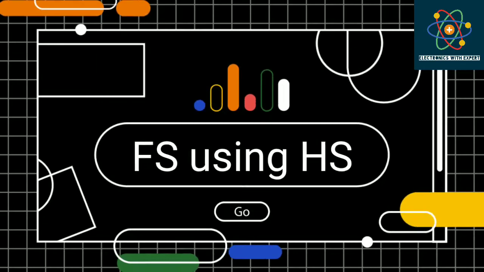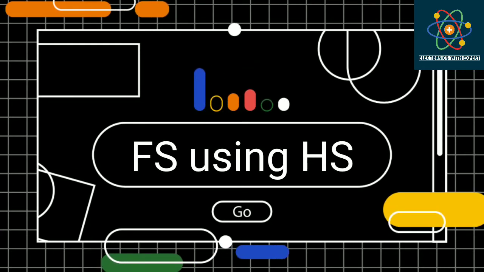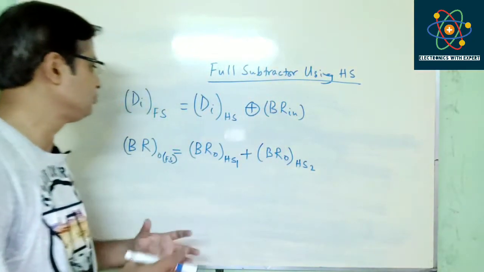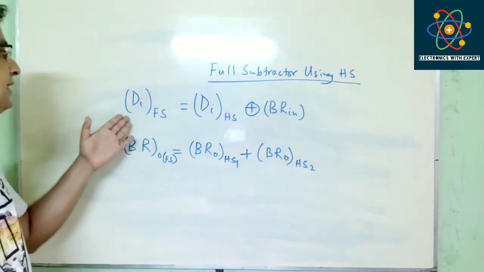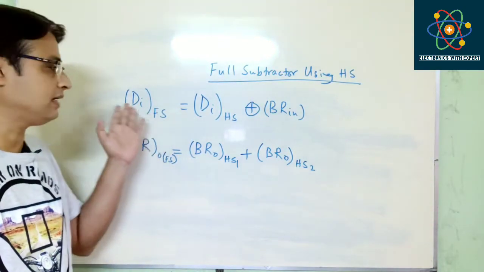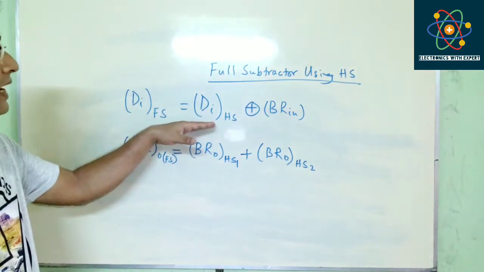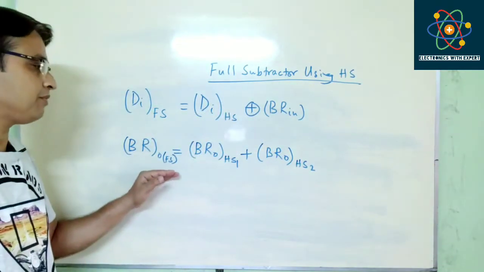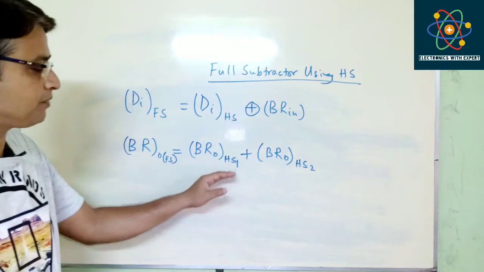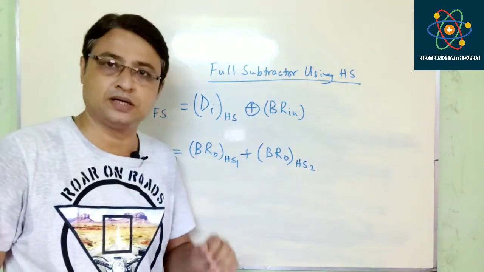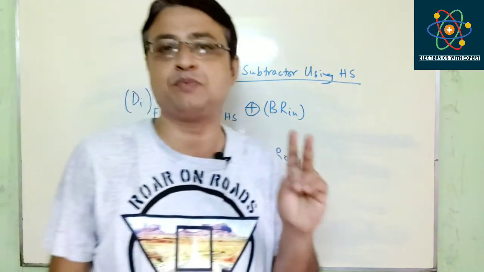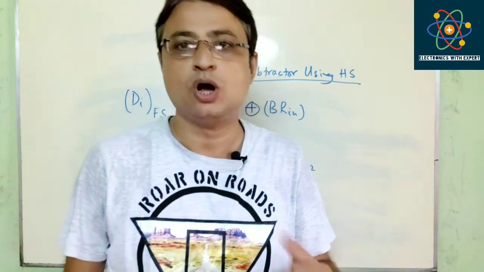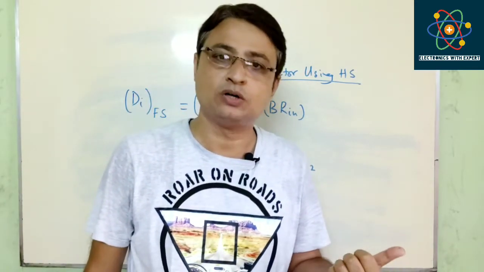In this part of the video, I am going to show you how to construct a full subtractor circuit by using only half subtractor circuits. I am writing the output expressions for the full subtractor, that is the full subtractor difference output, and it is nothing but D half subtractor exclusive OR borrow in, and the borrow out of the full subtractor can be written as borrow out half subtractor 1 OR borrow out half subtractor 2. So we are using two half subtractor circuits. One is HS1 or half subtractor 1 and the other is HS2 or half subtractor 2. So let's move on to the circuit.